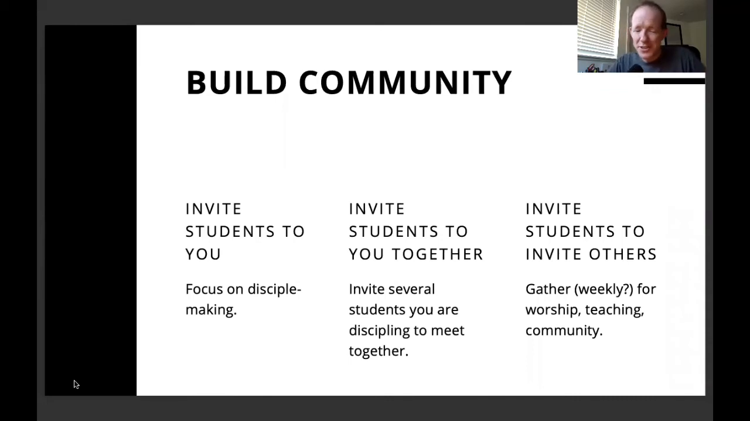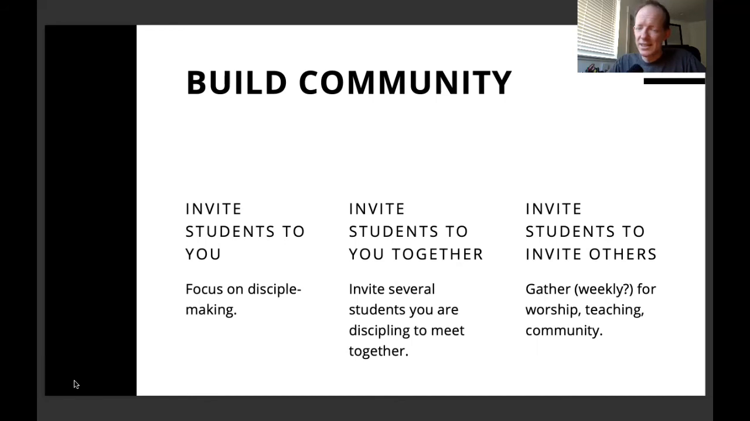So the first part of that is inviting a student to you. So you meet a student at the Solarium table and they want to meet again. So now you begin discipling them. So invite them to you, not to an event, and start discipling them. And at the same time, you're continuing to do Solarium once a week on campus, and you meet a few other students who also want to meet up again.